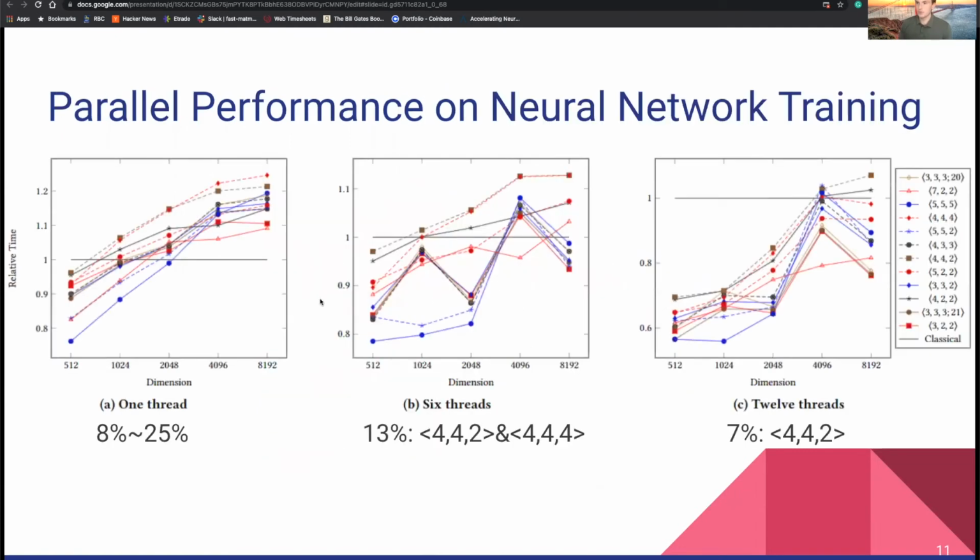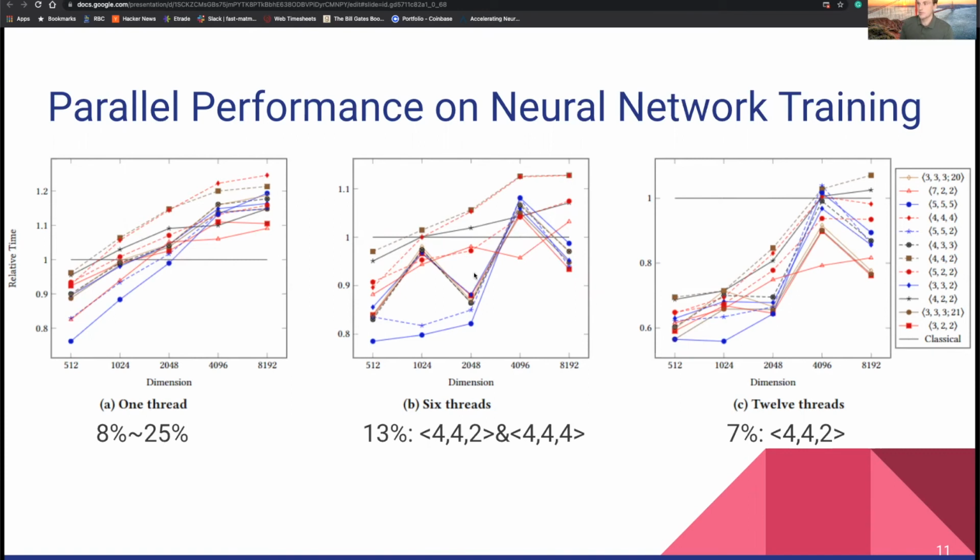Here are our training results. This is a plot of the relative time of each of the algorithms we have compared to the classical implementation. With one thread here on the left, we're able to show that with a batch size of 512, it has about 10% worse performance than the classical implementation. But as we scale the batch size up to 8,192, we're able to show that it can have up to 25% performance improvement over the classical implementation.